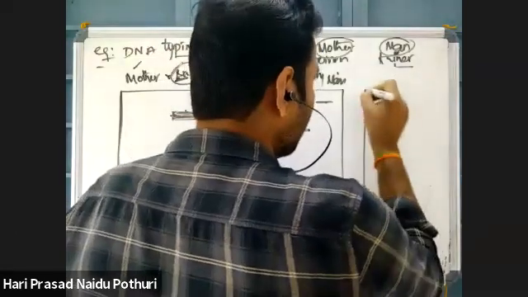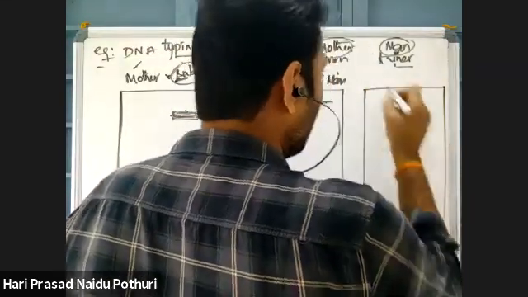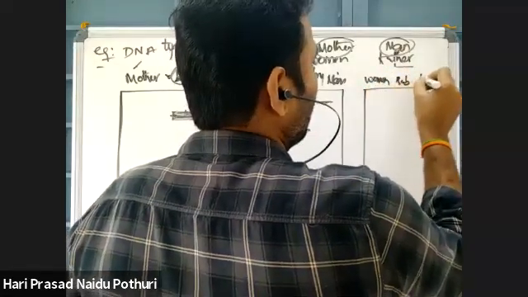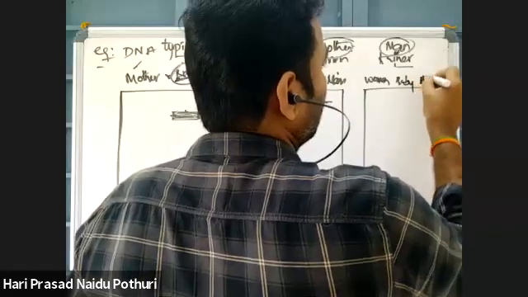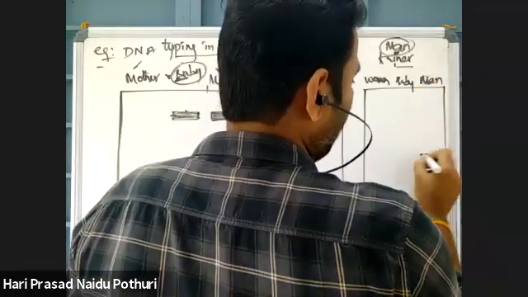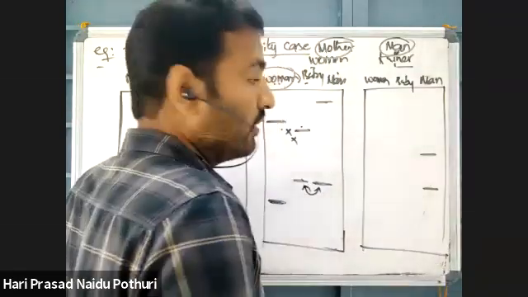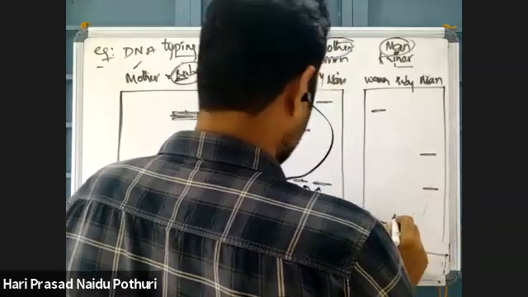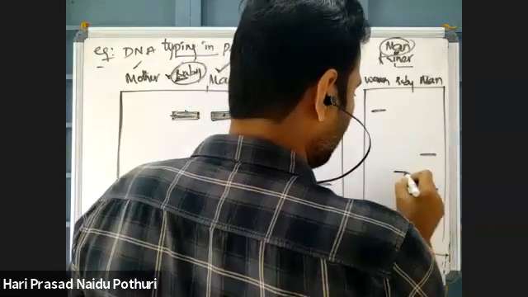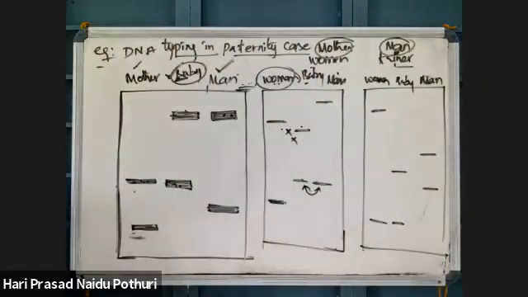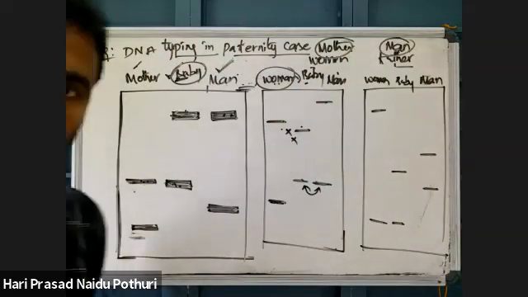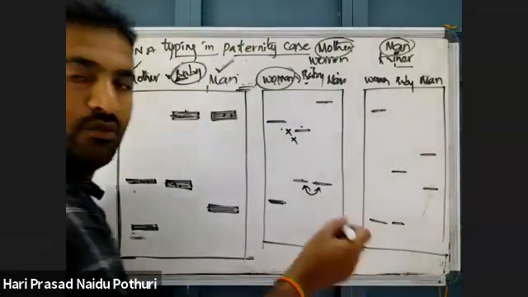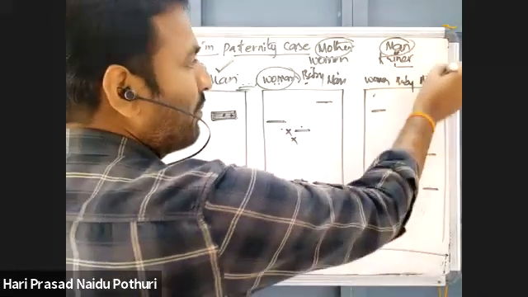Another condition, same kind of result in another case. Woman, baby, father, man. Man had DNA bands like this. A woman had DNA bands like this. And baby had two DNA bands like this. From this, what can we conclude? How many lengths do they differ? This is, woman is mother, but man is not father.